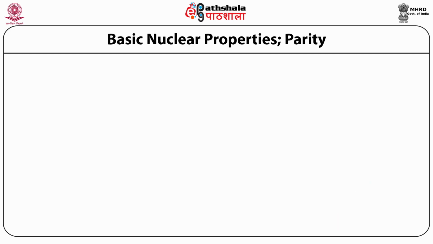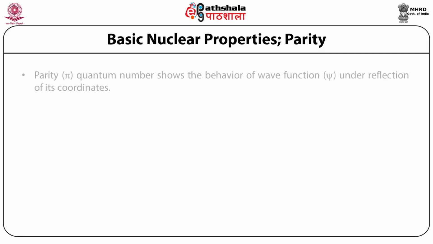Basic nuclear properties: parity. Parity is another important property of nuclei. It means that in whatever state the nuclei are, they will have some parity. So first of all, we need to understand what is the meaning of parity. The parity quantum number pi shows the behavior of the wave function under reflection of its coordinates.